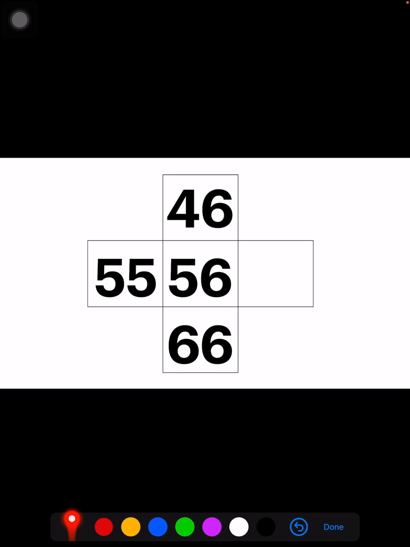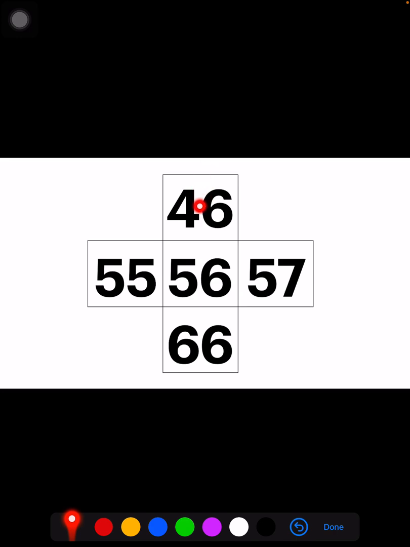We're doing the opposite. If we took 1 away to go left, we're going to add 1 to go right. 56 plus 1 equals what? 57. Now, before we move on, let's double check our work.